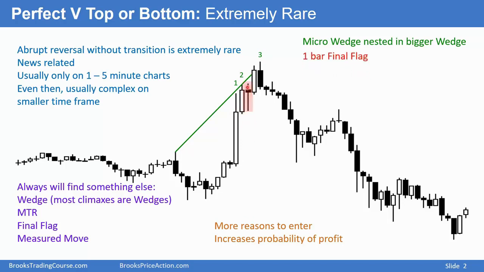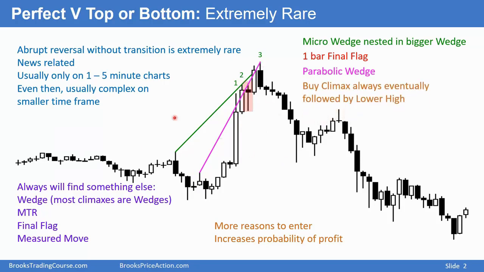A bear inside bar after a buy climax. A buy climax, you expect at least a small second leg up. This pause could be a 1-bar final flag leading to a reversal down, which it was. Parabolic wedge, 1, 2, 3. We got a climactic reversal.